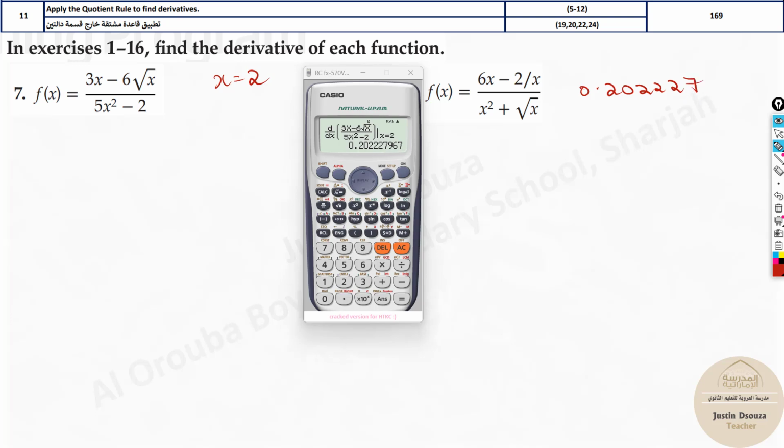0.202227. Now, here, what you do is, I will show you, you can even change this value. I will change this to even 2.5 or 1.5, okay? And for x equals 1.5, it is 0.5588881.